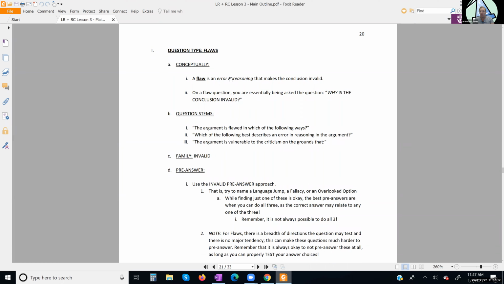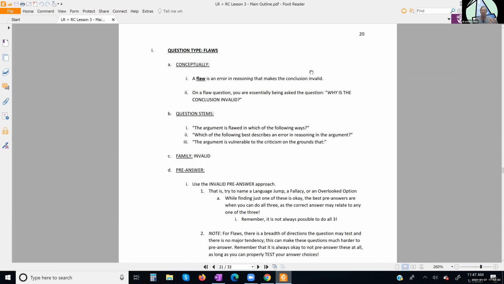Question type, flaws. What a flaw is simply an error in reasoning. An error in reasoning means that it is invalid. Invalid means that the evidence will fall short of proving that conclusion at a 100% level. The evidence might get you 80, 90% of the way there, but it falls short. And when things fall short, we need to have the ability to say why. That ability to say why is directly what they're asking here.